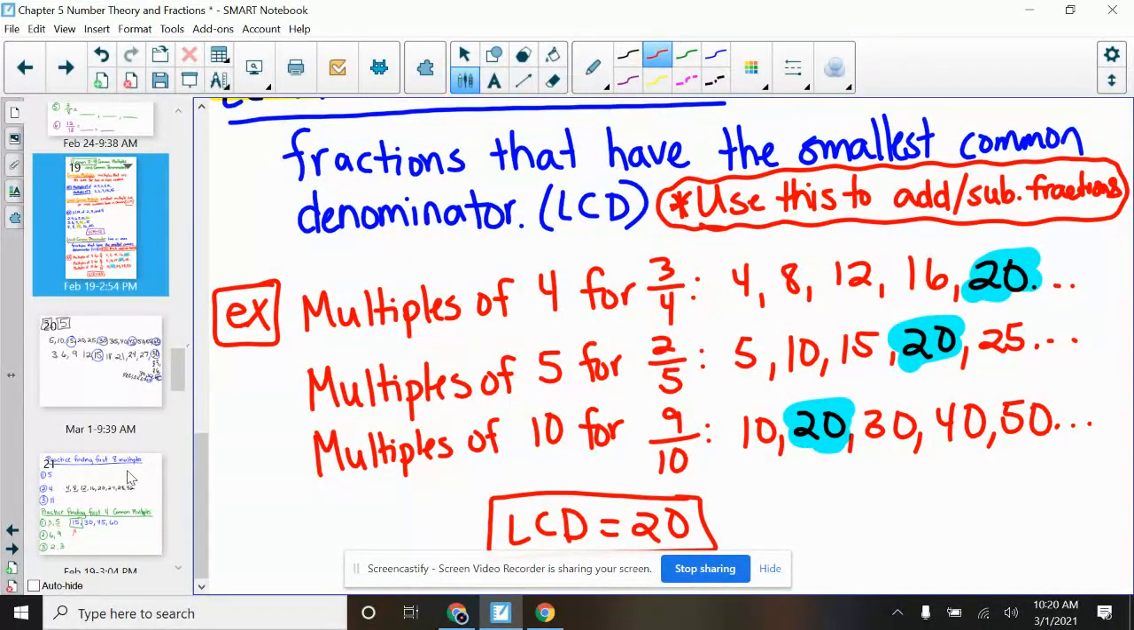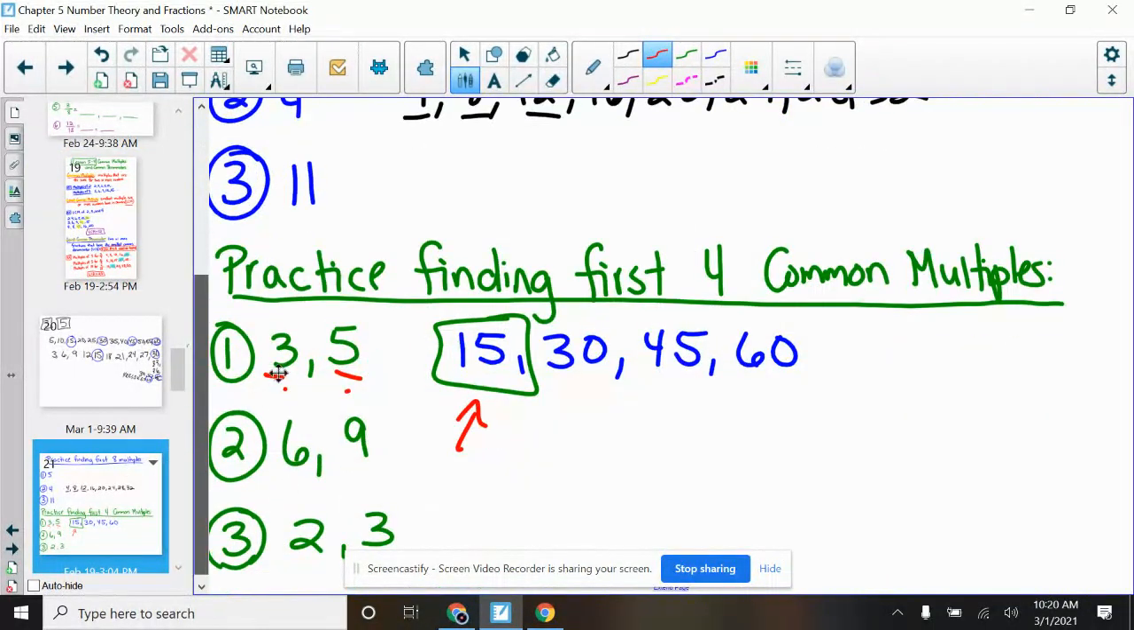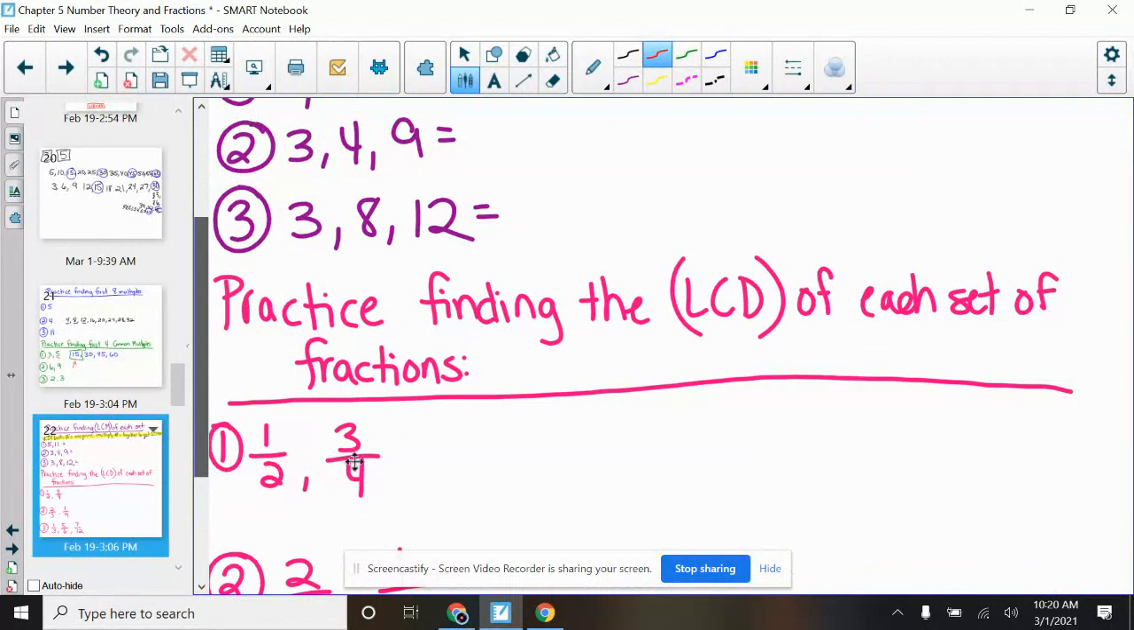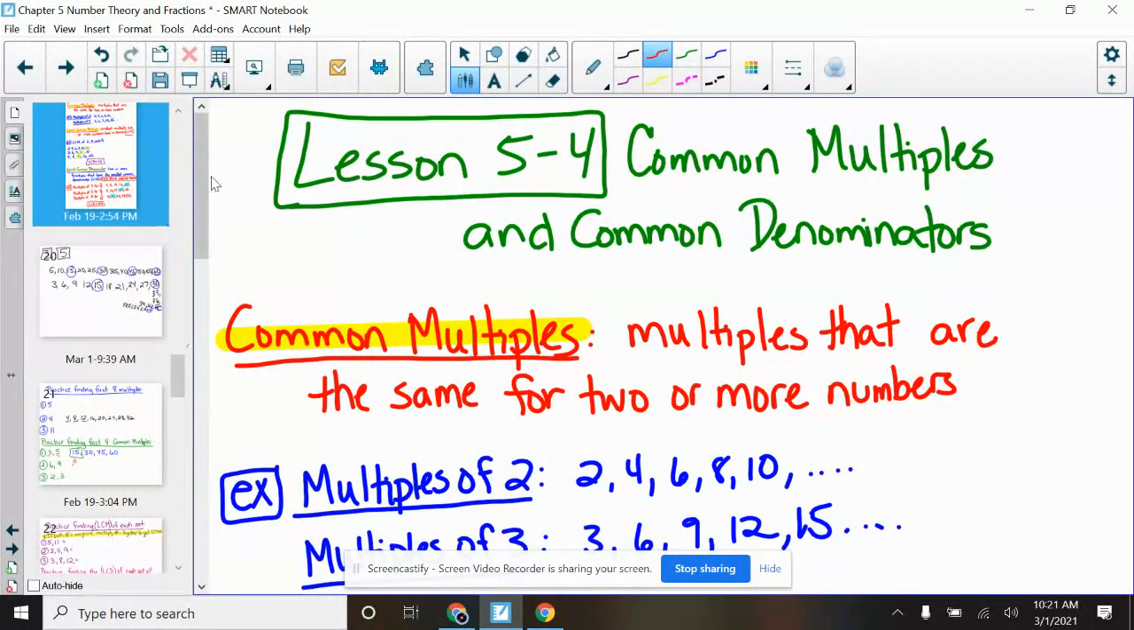Like when we were finding least common multiples, we started with numbers, right? When I asked you to find the least common multiple, I'm asking you to start with these numbers. When I'm asking you to find the least common denominator, you're going to be starting with fractions, like this. That's the only difference, okay? So how you solve it is no different than how you would solve least common multiples, okay?